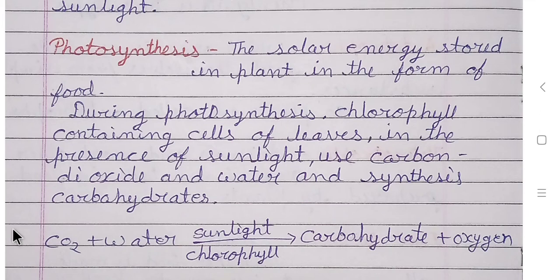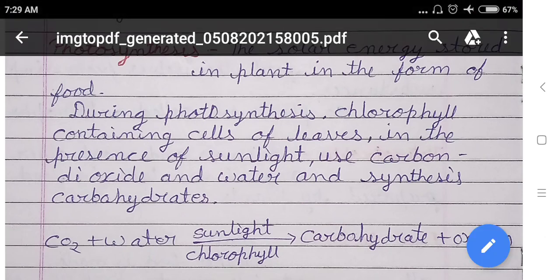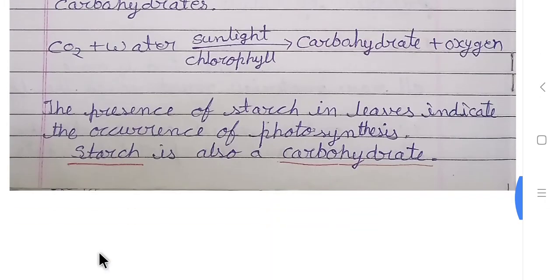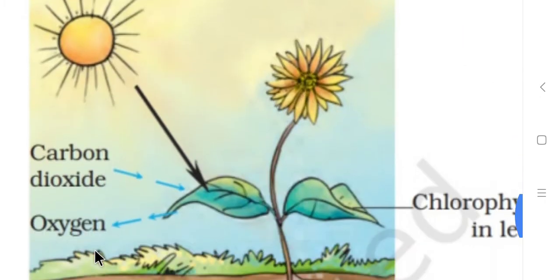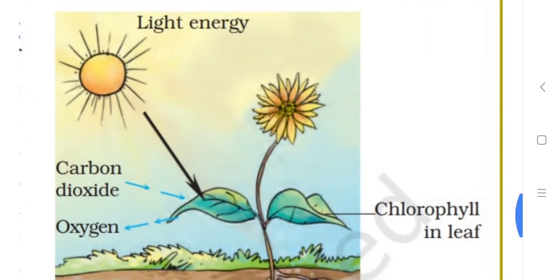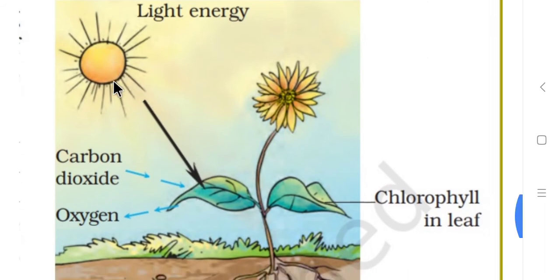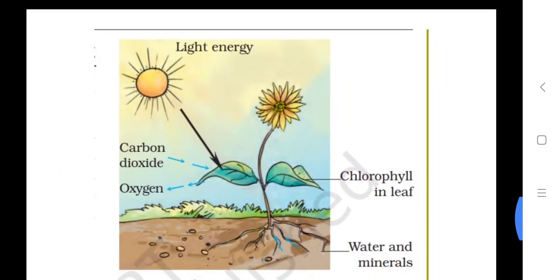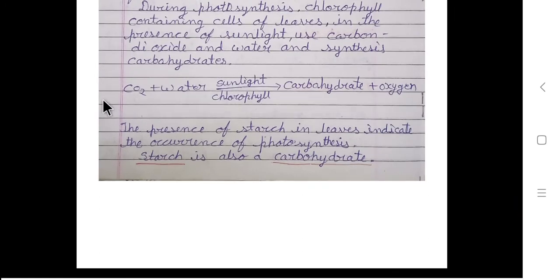The survival of almost all living organisms directly or indirectly depends upon the food made by plants. Let us look at the diagram which shows the photosynthesis process. During photosynthesis, chlorophyll-containing cells like those in leaves, in the presence of sunlight, use carbon dioxide and water to synthesize carbohydrates. The process can be represented by an equation: carbon dioxide plus water, in the presence of sunlight and chlorophyll, makes carbohydrate and oxygen.